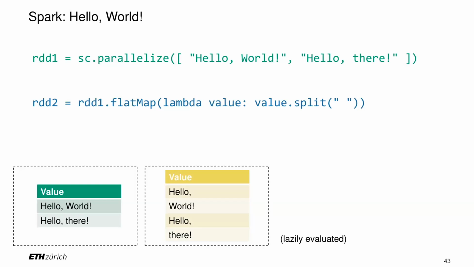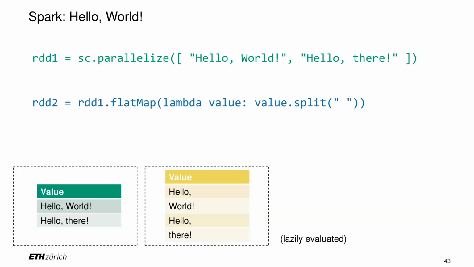All right, then we have a transformation. I put it in blue this time, so the creation in green, the transformation in blue. A transformation takes an RDD and creates another RDD. What do we do here? It's a flat map. Flat map basically maps every one of these elements that you have in your RDD. So in that case, there's two of them, hello world and hello there. And we need to say how we map them.